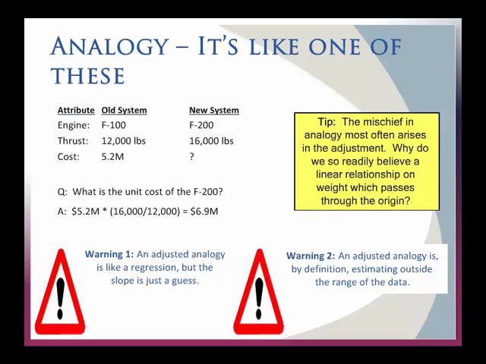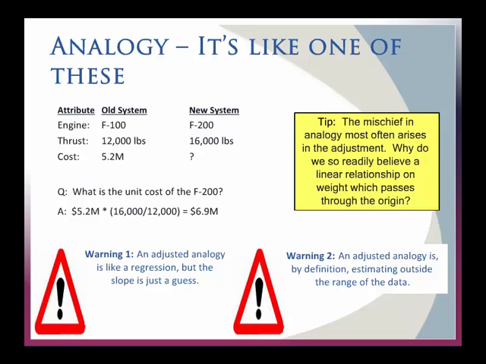So I've got an old system. It's an F100. It's got a certain level of thrust. It's got a cost. I've got the new system. It's going to have more thrust. Can I just estimate the cost based on that? So you want to know, hey, how much of the cost is related to the engine size and the thrust? You need to know that, because it's not going to be $5.2 million. It's going to be something different.